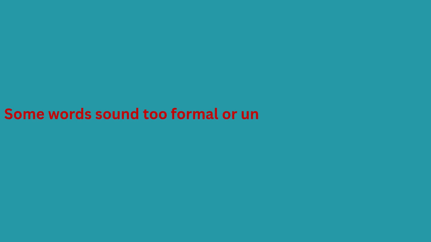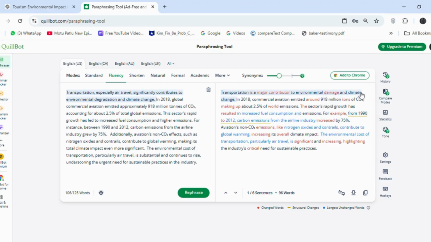Some words sound too formal or unnatural, so I will change them. Degradation will be changed to damage. Making will be changed to contributing to. Resulted in will be changed to results in. I will also remove the phrase this also because the sentence is already clear without it.